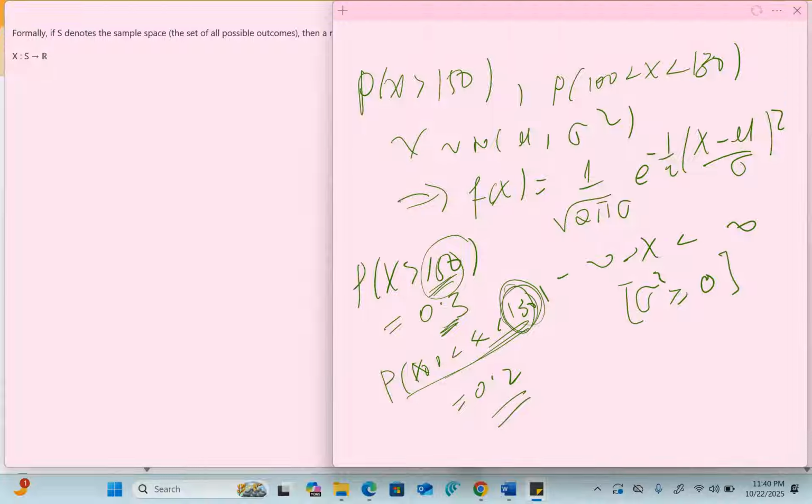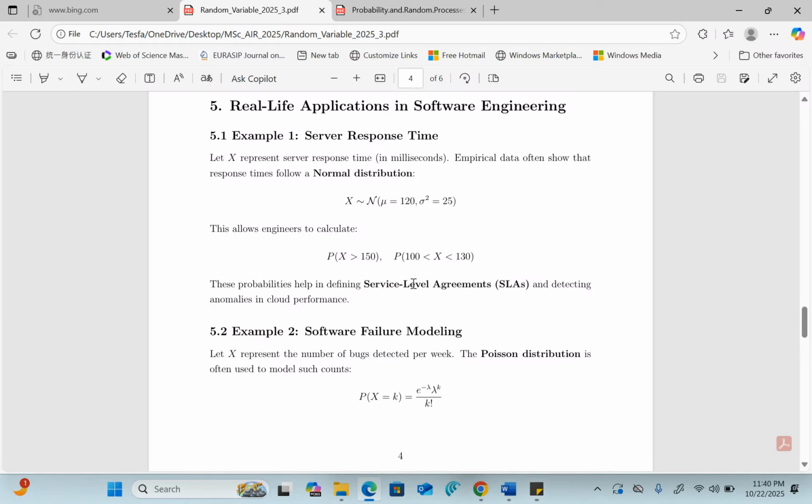Even the maximum margin of this is less than this, or this one is greater than this. So the one with the lesser server response time will be the best one for the clients.